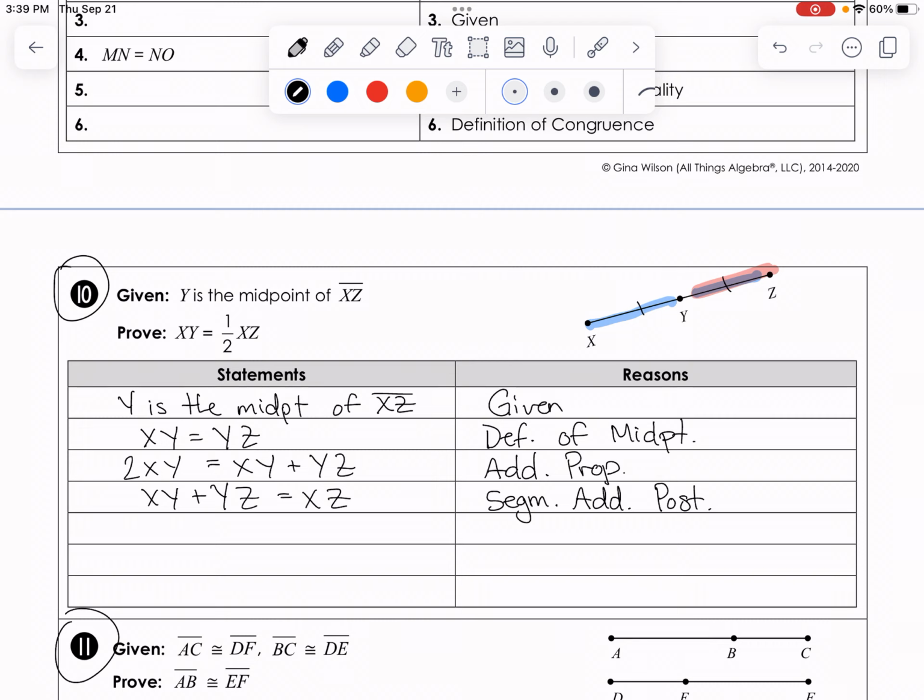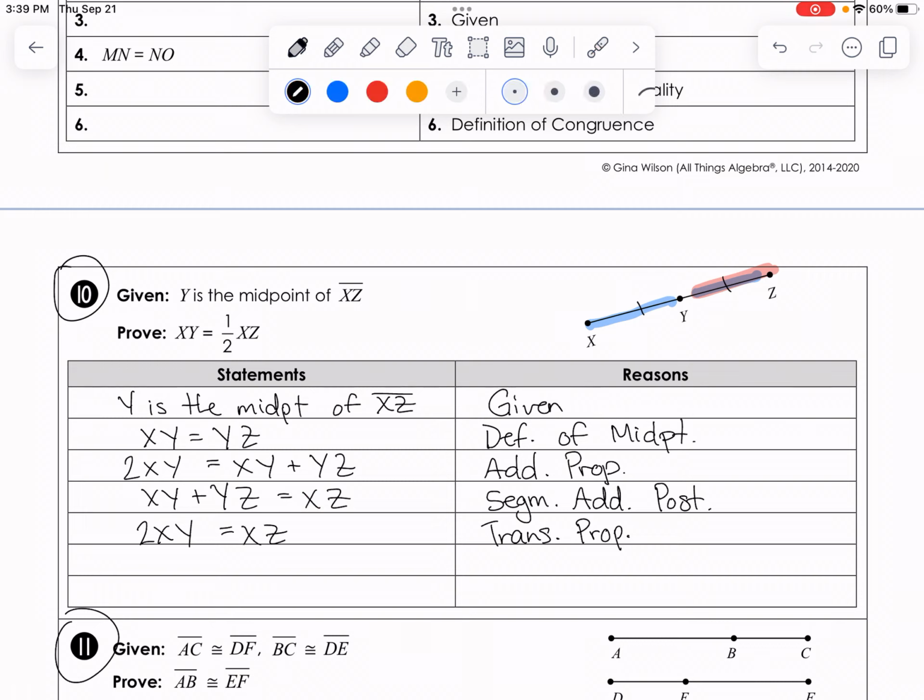Now, if we look at this, what can we say? I see some connections here. xy plus yz, xy plus yz. There's the same thing right here. This is the transitive property, and I'm going to create a new equation: 2xy. So I'm saying if these two things are the same thing, that means that 2xy is equal to xz. So 2xy is equal to xz.